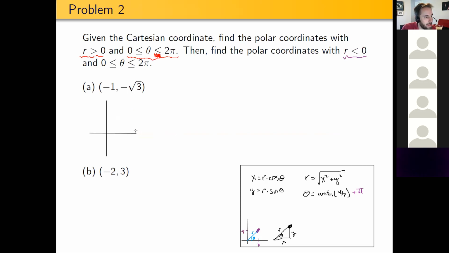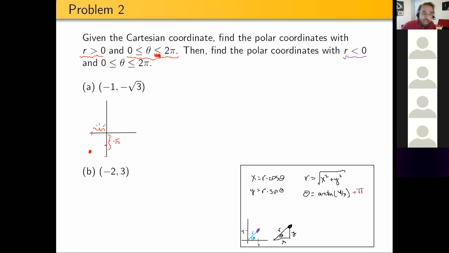So if we were to graph that, we would end up with the following. X coordinate is -1, y coordinate is -√3. √3 is something like 1.7 or 1.8. So we're going to end up with a point that's right around here, right? Where that distance is √3, and that is 1.